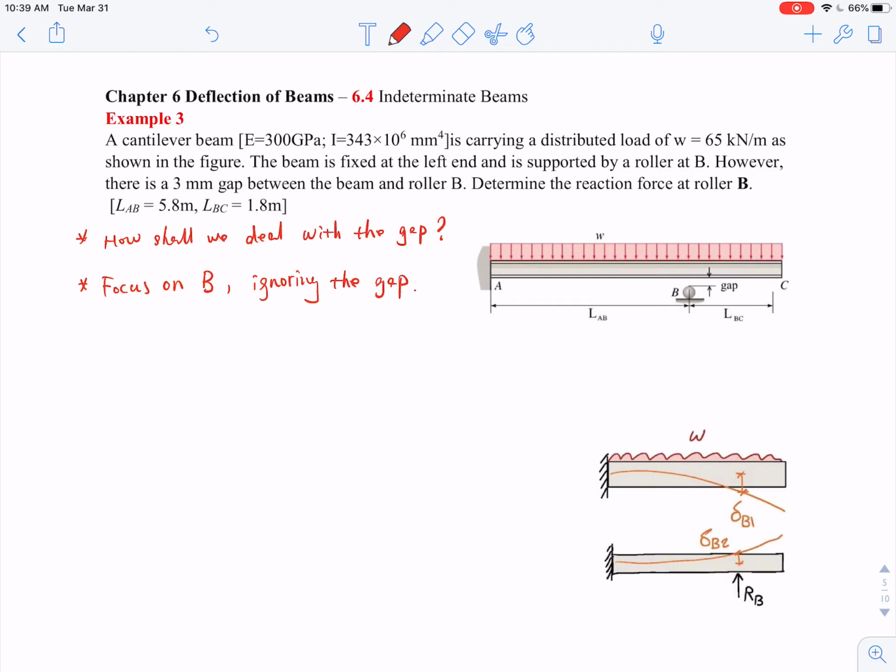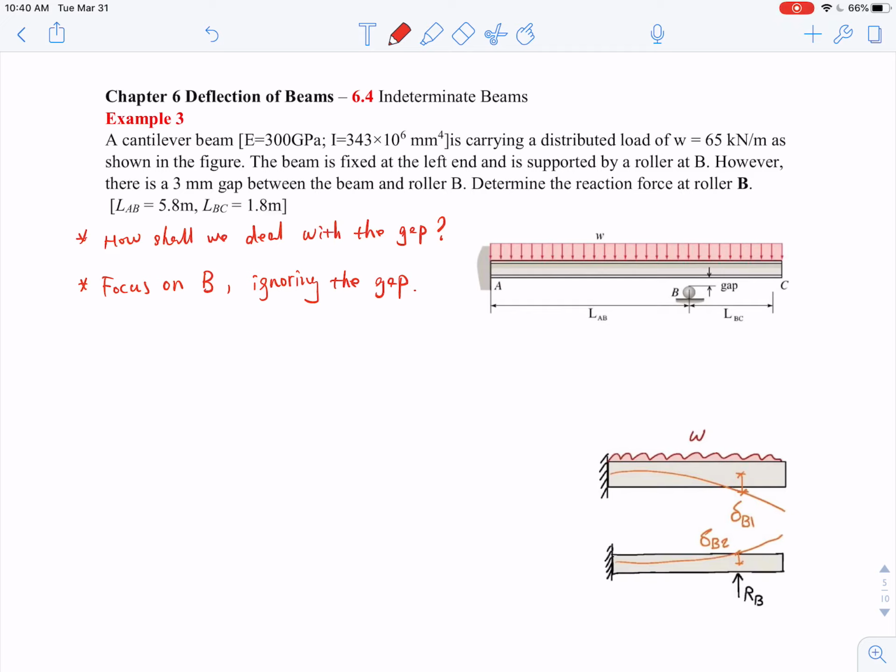Okay, the logic is simple. Since to make this problem meaningful, the W has to be large enough so that it can generate a large enough deflection at point B, and the cantilever touch the roller at point B, and there's the reaction force generated at point B. Otherwise, this problem will lose its meaning, right?